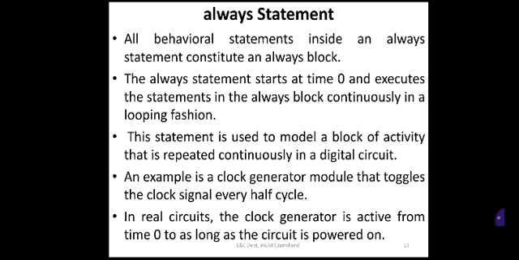Like for example, a clock pulse. If you initialize a clock pulse with value 0 and you want to complement that value to get a clock pulse value of 1, so this is a complete period. Such a clock pulse is required continuously for a longer period of time. That's why such statements are executed using an always block.